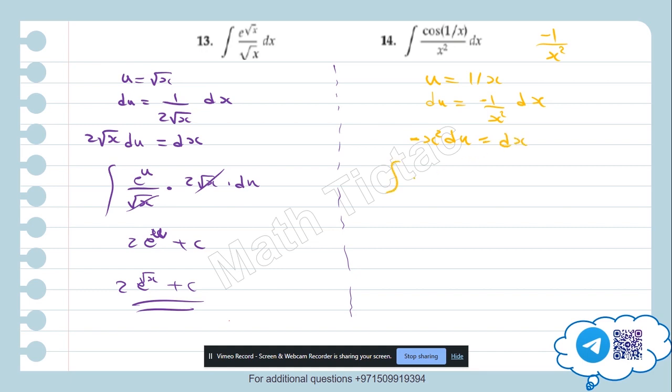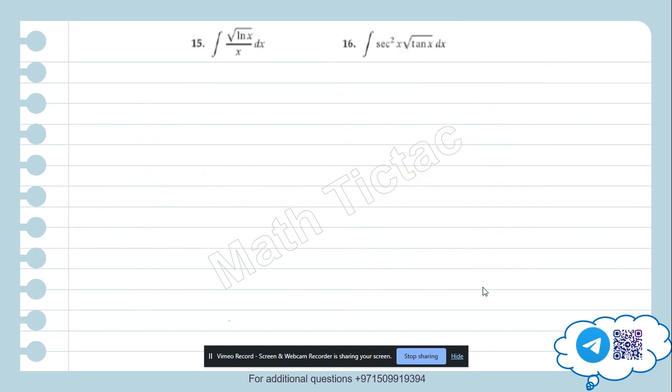Then I'll start the substitution. Cosine u divided by x square multiplied by minus x square du. So x square with x square we have minus. So the integration of cosine is sine, and we have the minus. So sine u plus c. Then I'll write my assumption back. Sine 1 over x plus c.